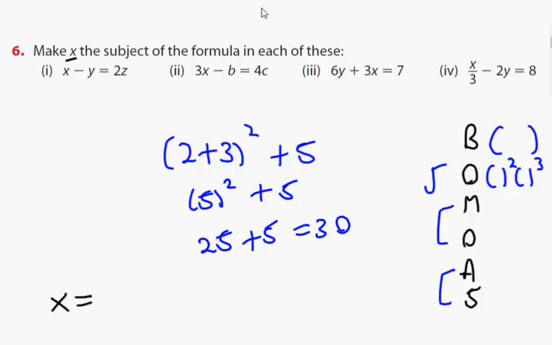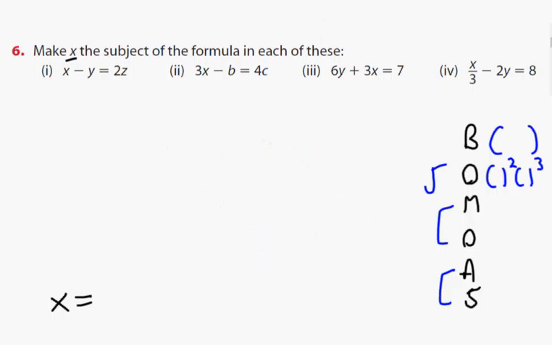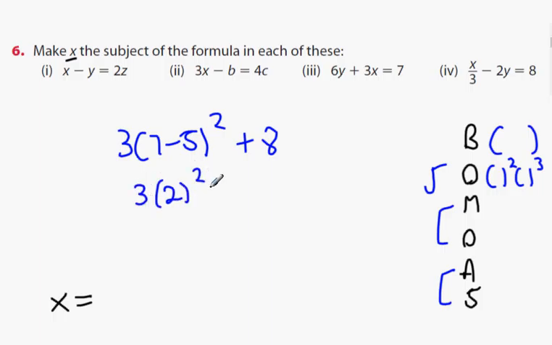I'll give you one more example of BOMDAS, okay? Another example of BOMDAS would be 3 times 7 minus 5 squared plus 8. How'd you do this one? Do what's in the brackets first. Do what's in the brackets first and you get 2 squared. Do you multiply or square first? Square first. 3 times 4, because operations comes before multiplication.